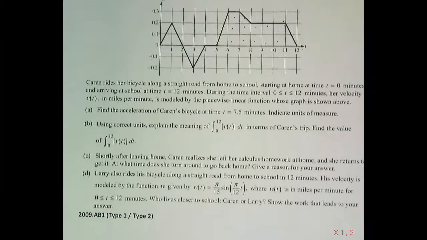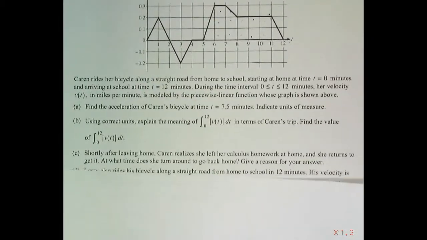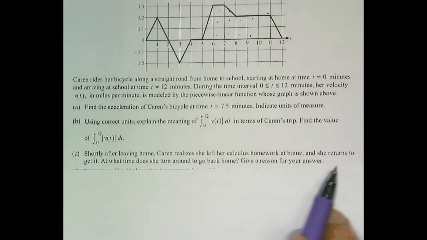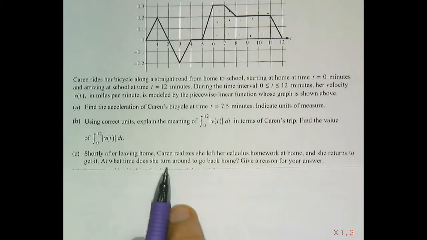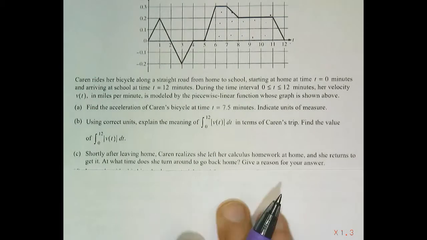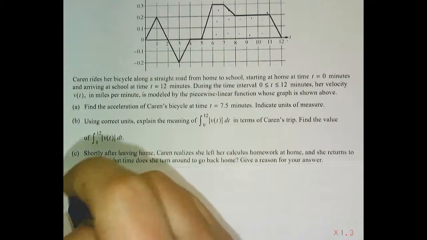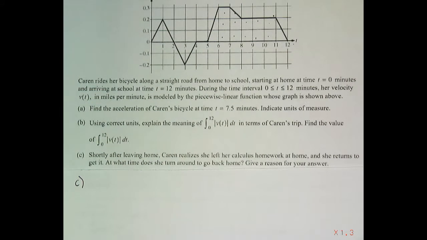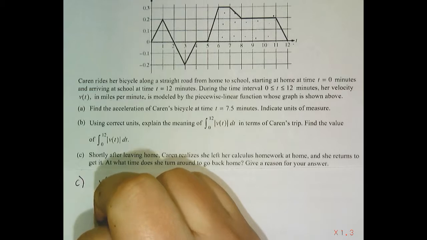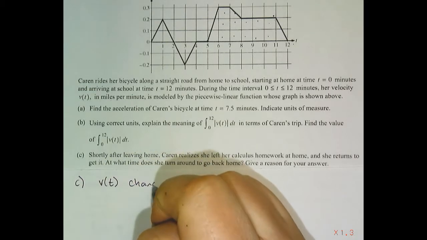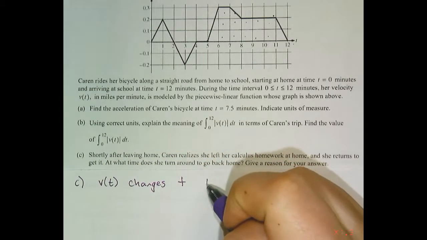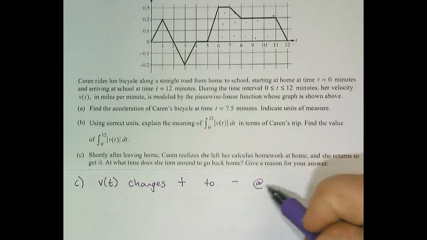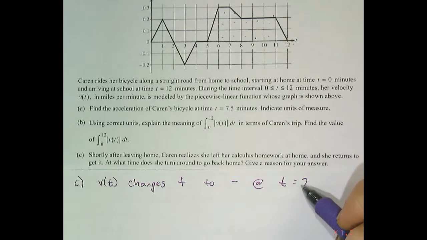On to part C. Shortly after leaving home, Saren realizes that she left her calculus homework at home and she returns home to get it. At what time does she turn around to go back home? So, we discussed this when talking about part B. V of t changes positive to negative at t equals 2.